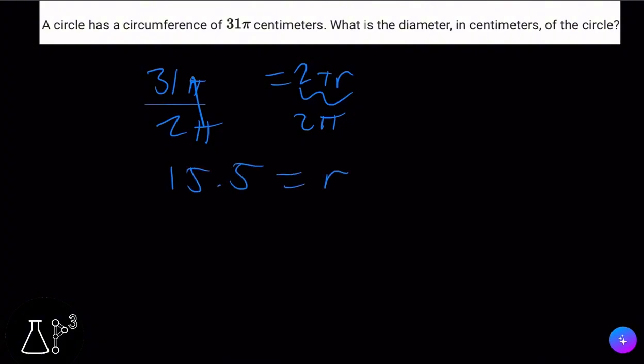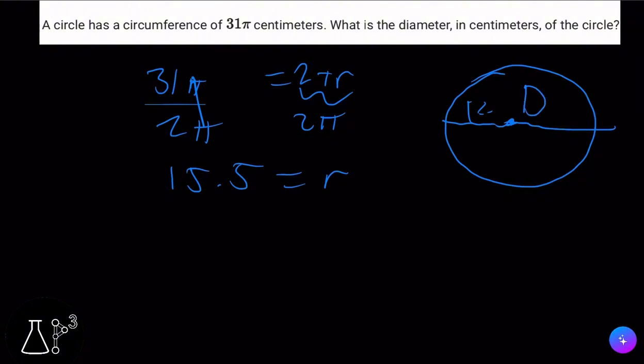So what are we looking for? The diameter. As we said, let me draw a circle. The radius is from any point of the circle to the middle. So this is our radius. The diameter is the full line. Like we said, diameter equals radius multiplied by 2. So I need to do 15.5 times 2 to look for my diameter. So 15.5 times 2 just equals 31, which is our diameter for this question, and that is our answer.